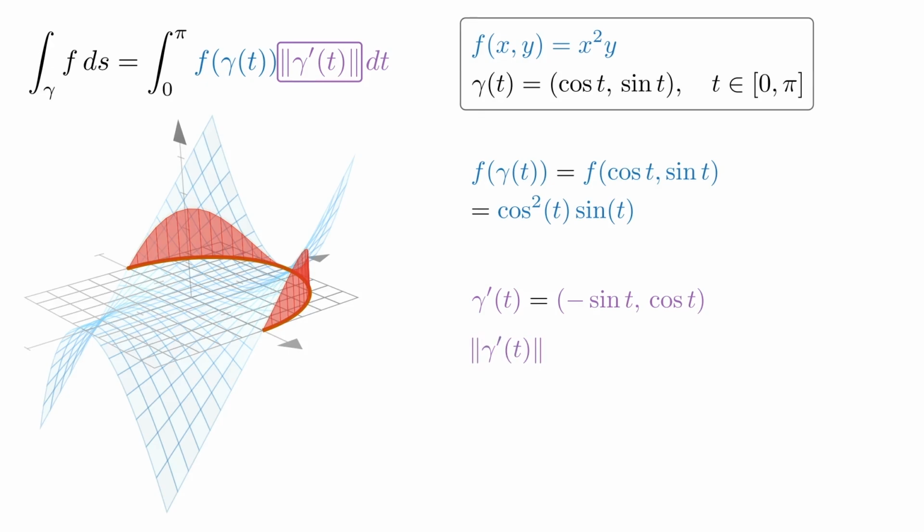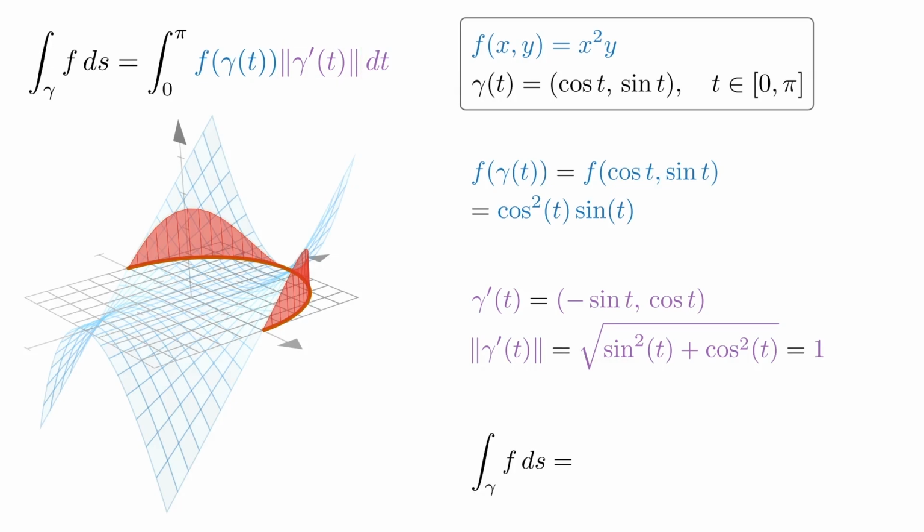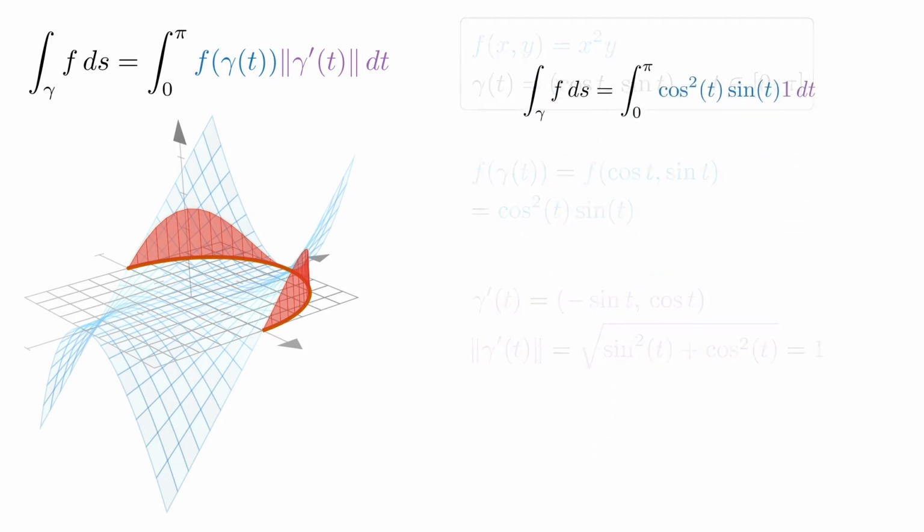Next we compute its norm. To get the norm, we square both entries of the vector, add those, and take the square root. Thus, the norm of gamma prime of t is the square root of sine squared t plus cosine squared t. And by the Pythagorean identity, that is just 1. So now we can substitute both results into the integral. The line integral becomes the integral from 0 to pi of cosine squared t times sine t dt.